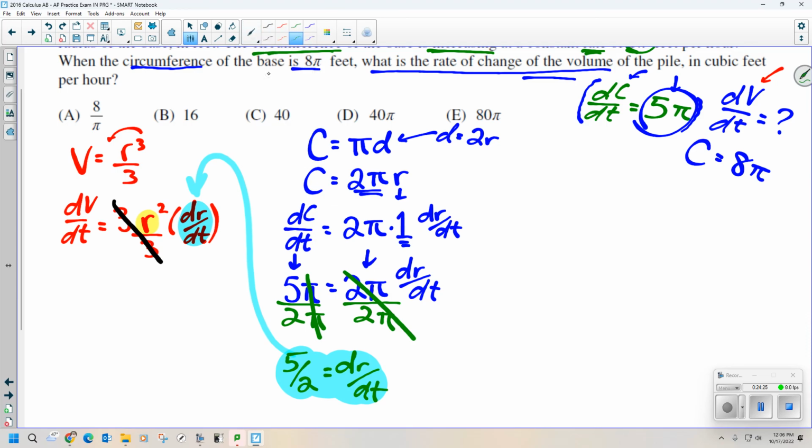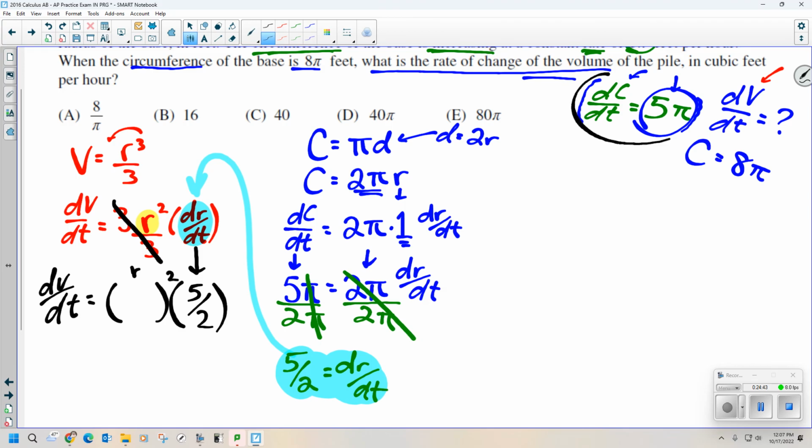In fact, let's plug that in now. We got dV/dt equals, I don't know what r is yet, but I do have dr/dt, that's 5 halves. All right. Radius. All right, well, I used this. Okay, I'm solving for this. I bet that can help me find my radius.